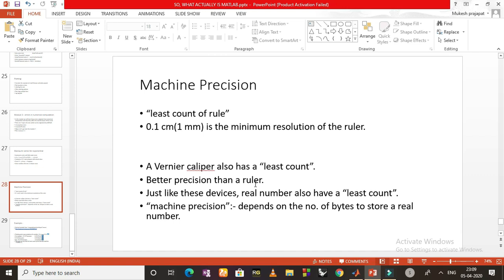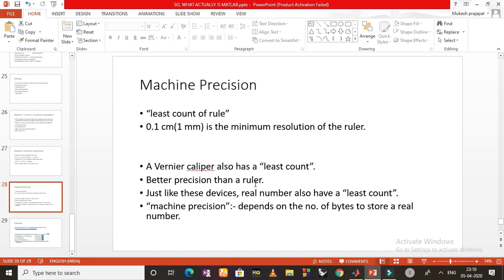For that, we have to understand what machine precision is. For a laptop and for any computation device, we expect it has infinite precision, but that's not true. Every machine has its own machine precision, or its own limits. To understand machine precision, assume that we have a ruler of 30 centimeters. The precision of a ruler is 0.1 centimeter or 1 millimeter, which is the minimum resolution of the ruler. So we cannot measure a length less than 1 millimeter or 0.1 centimeter with the ruler.